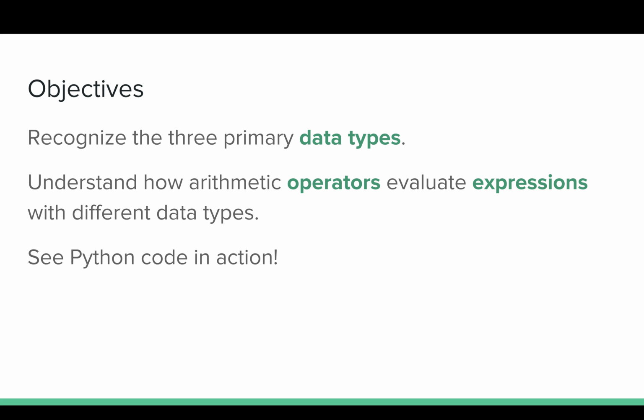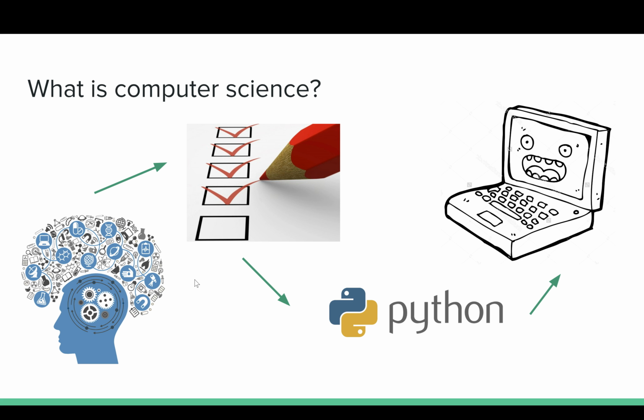Now, today we will cover the three primary data types, and we will also understand how arithmetic operators evaluate expressions with different data types. We will also see some Python coding examples. So we'll see what computer science actually is and how you can use Python to write some programs and do some coding.